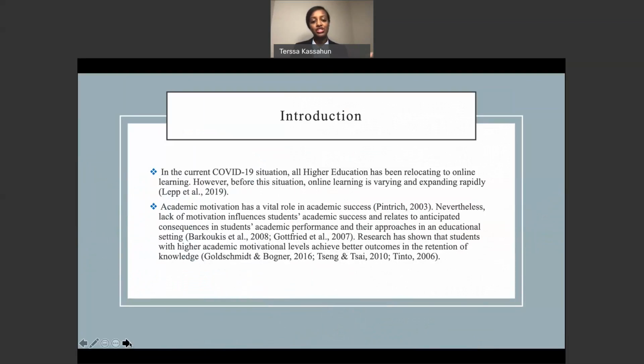In the current COVID situation, all higher education has been relocated to online learning or remote learning. However, before this situation, online learning was already expanding rapidly because it's easy to access. One interesting thing that I found is that even if everything is online, the student has to have academic motivation to be successful in learning. If the student lacks motivation, it can affect the student's academic success and performance in the educational setting. Research has shown that if the student has higher academic motivation, they can have a better outcome in retention of knowledge.